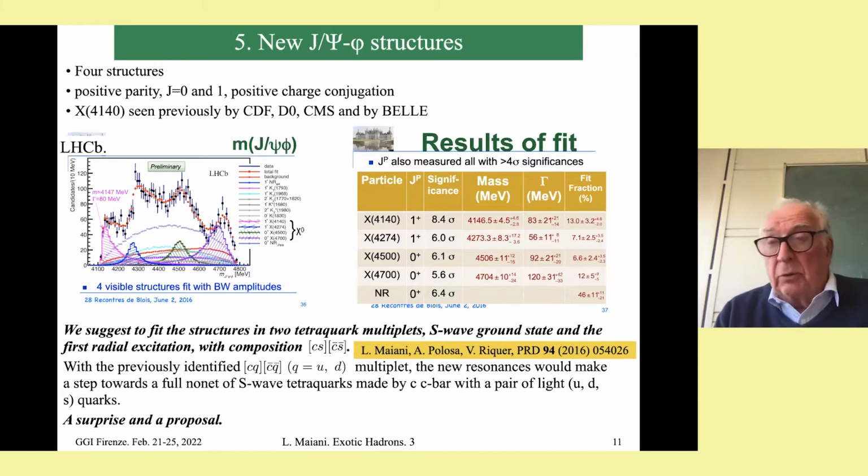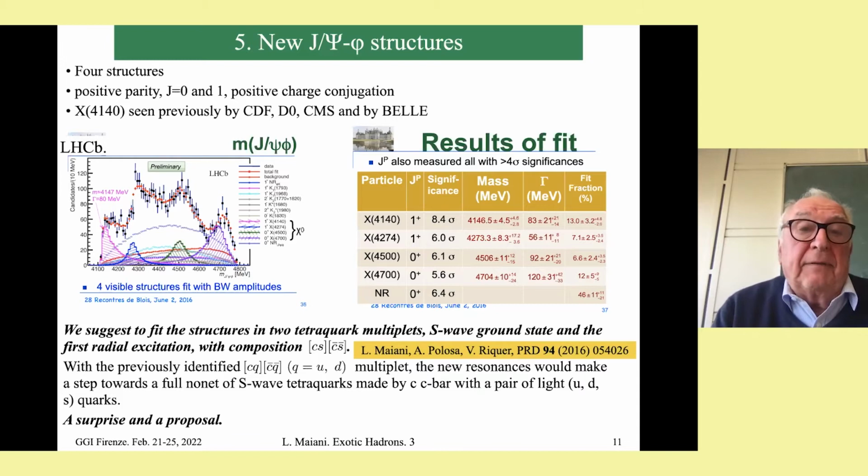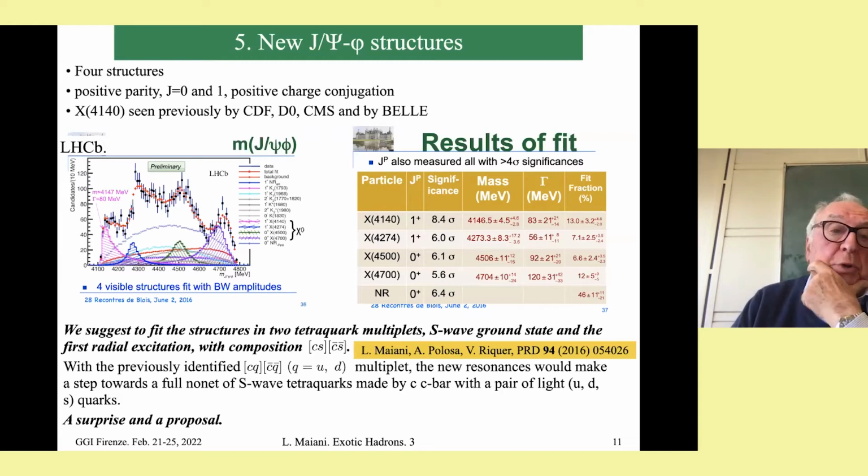But now that's very interesting because the one with the c s c-bar s-bar composition has to be a partner in the same octet of the X3872. Note that the resonances decaying to J/psi phi have positive charge conjugation like the X3872. And so we try to organize the four resonances that were proposed by LHCb.